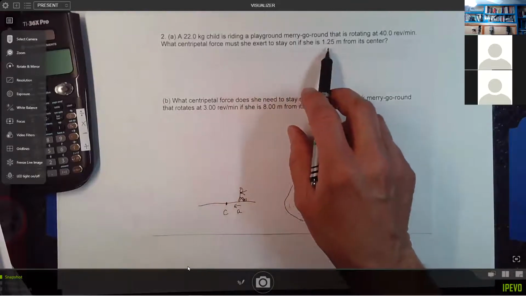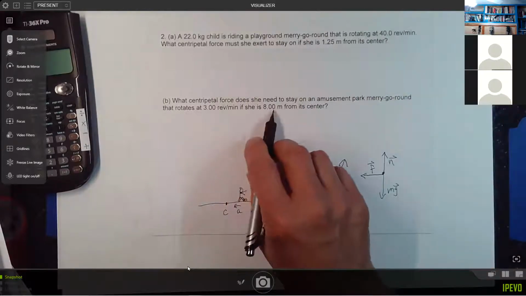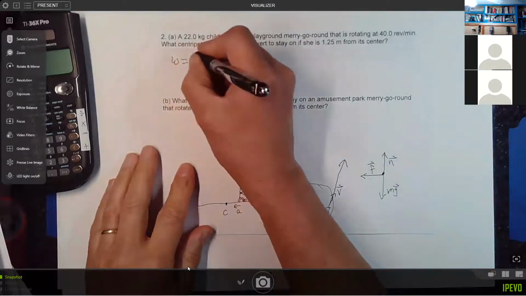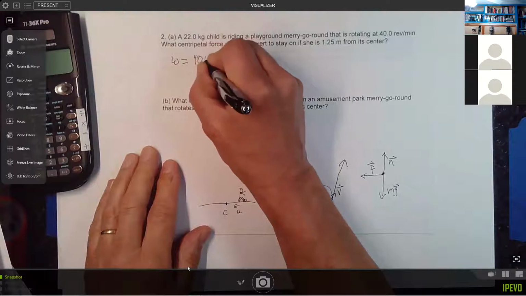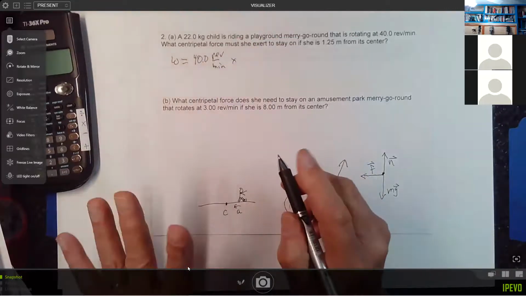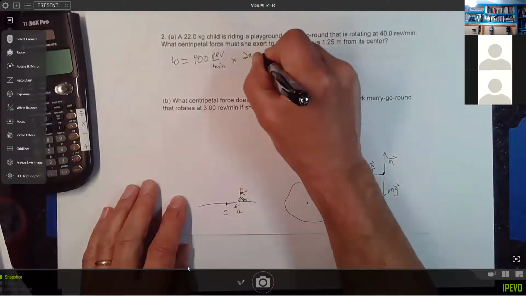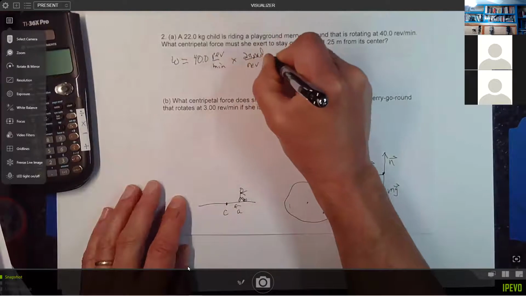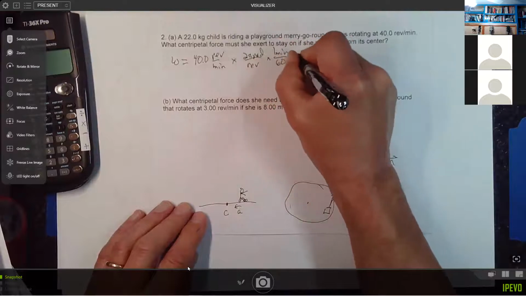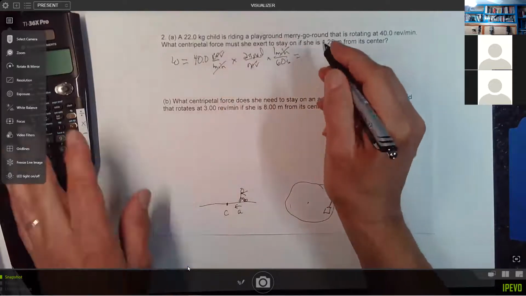But anyway, 40 revolutions per minute. Okay, here it's a bigger one. But 40 revolutions per minute is omega. So we need to convert that into radians per second to be able to work with it. So, 2 pi radians per revolution times 1 minute over 60 seconds. And then we'll have radians per second. The minutes divide out, the revolutions divide out, and we'll be good to go.